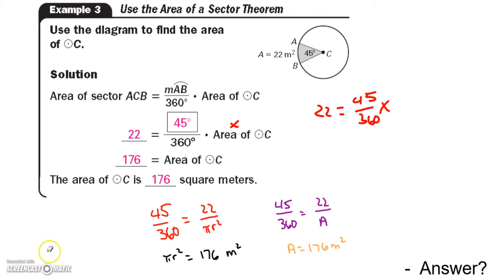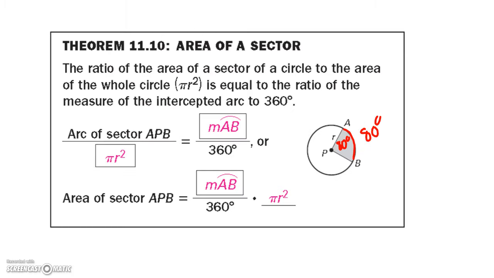If you're into just remembering one thing, you can remember it this way, or you can remember it as an equation or as a proportion as described in here. So this works. This is basically the same relationship with circumference and arc length as well.